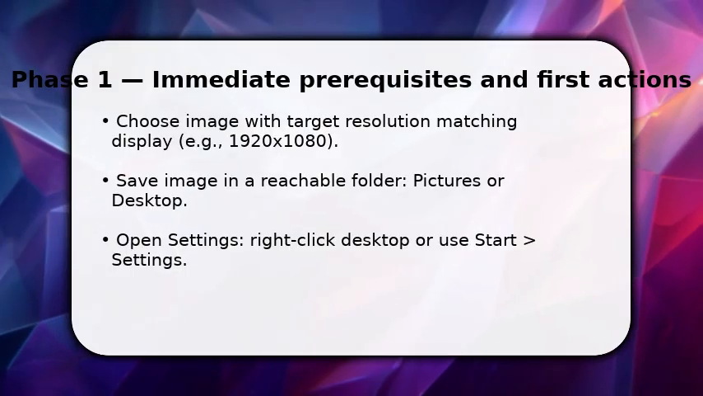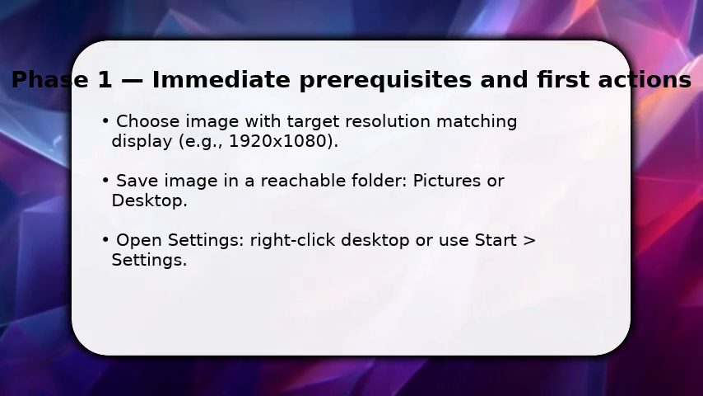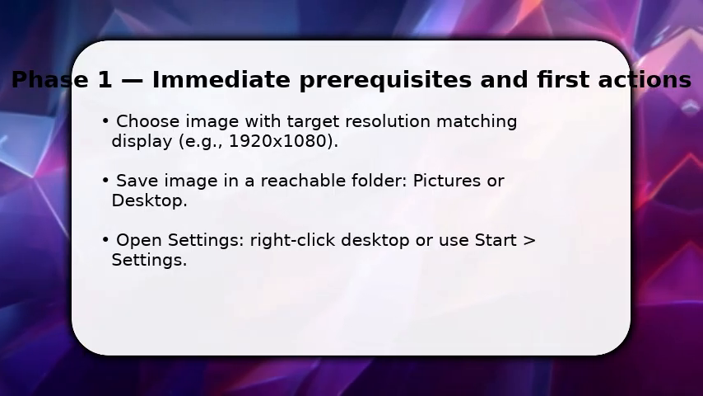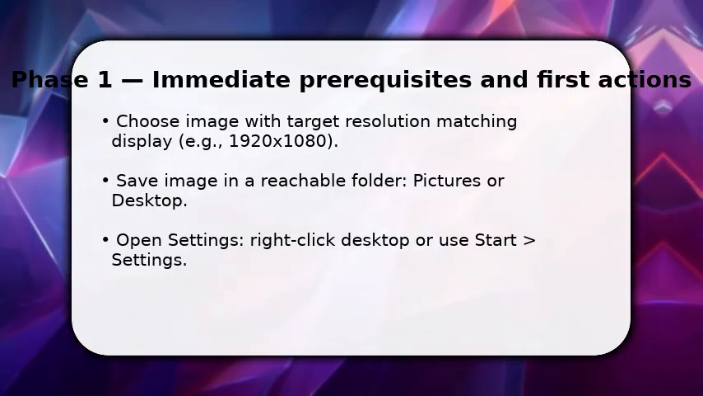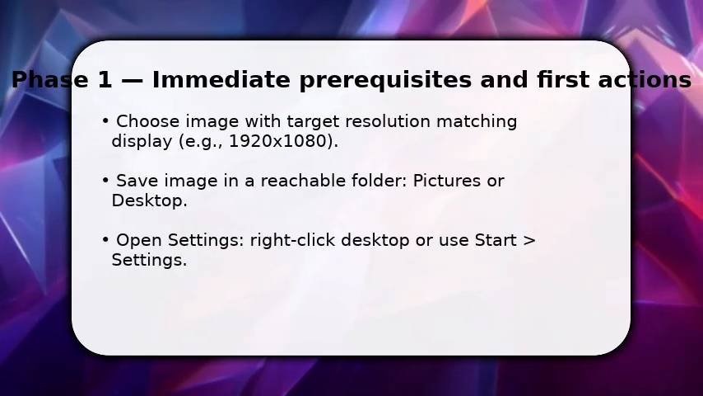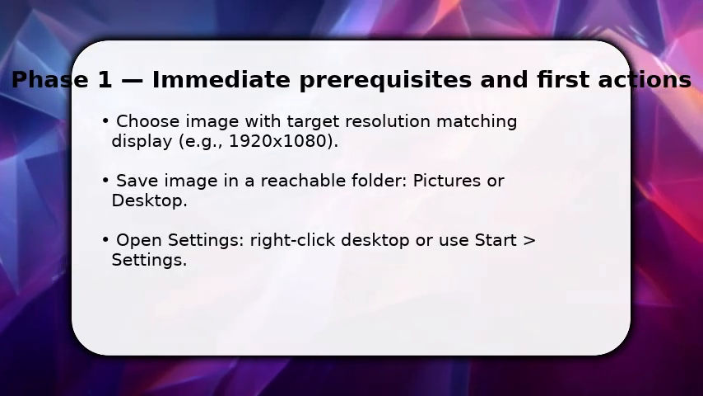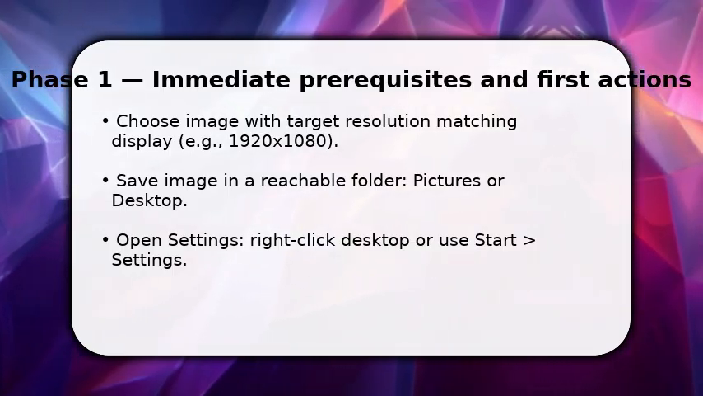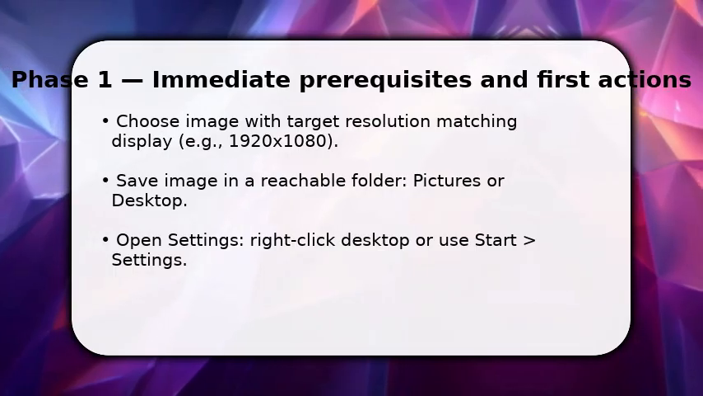You've picked a suitable image. Now begin. First, confirm the file is accessible in Pictures or Desktop so permissions aren't an issue. Next, open Display or Personalization settings, right-click the desktop or press Start and type Settings, then Personalization. Doing this starts the change immediately and prevents wasting time locating files later.